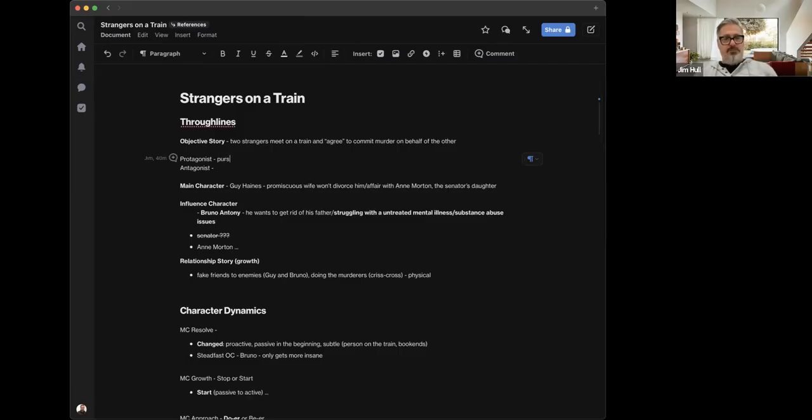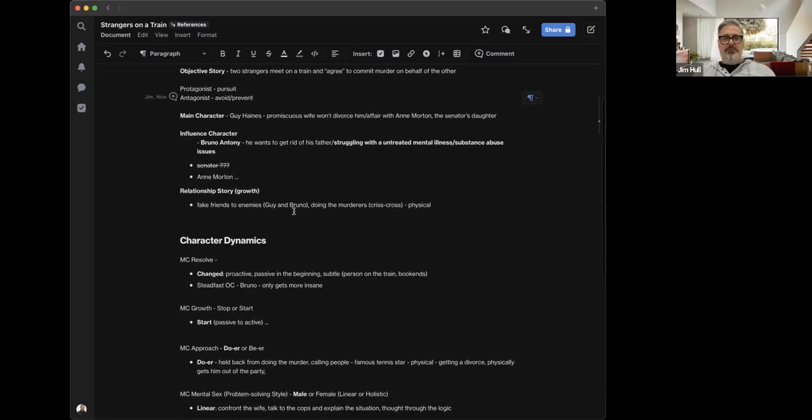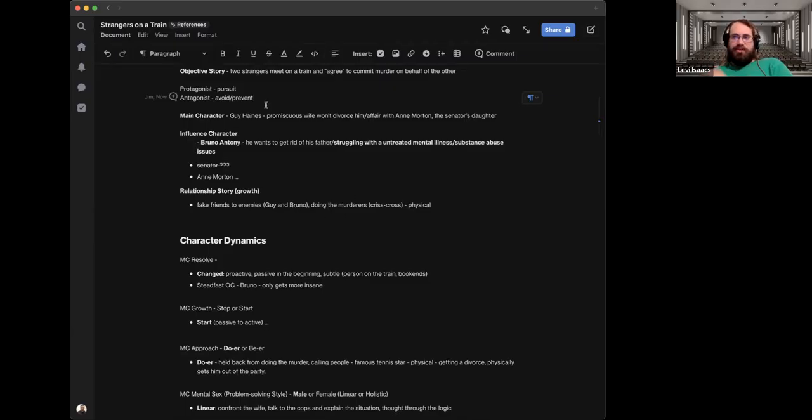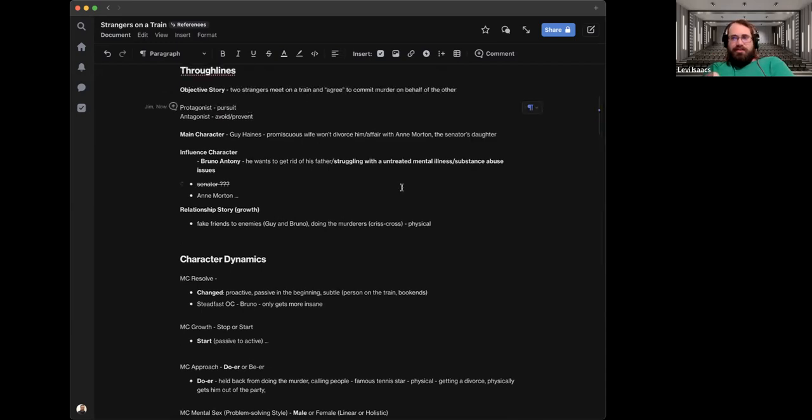Okay, so pursuit and avoid or prevent. Because it felt like the one that was really going after the "I want to kill" and getting this whole plot going really was the Bruno character to me. And then that could maybe change towards the end, because I think that sometimes happens in stories. If the main character isn't the protagonist, they kind of shift to being that towards the end.